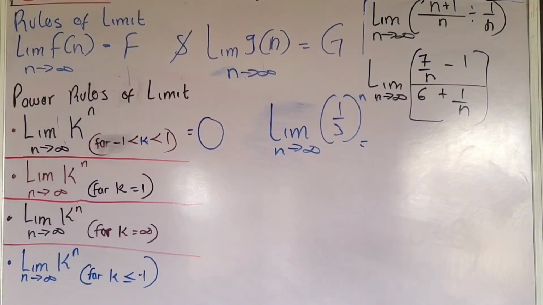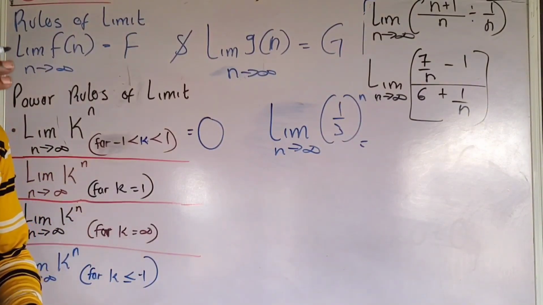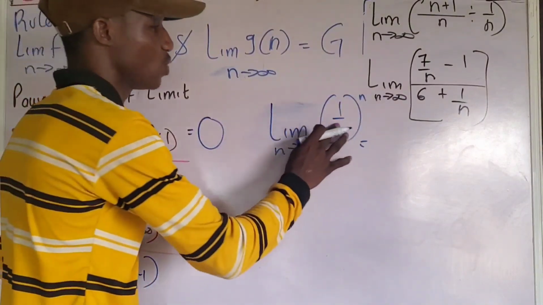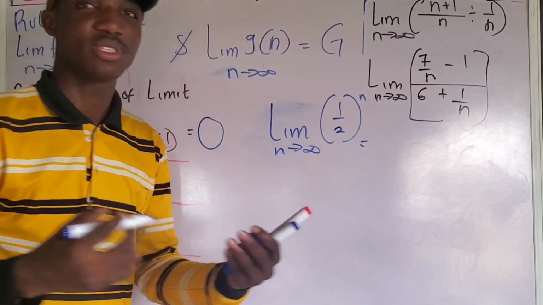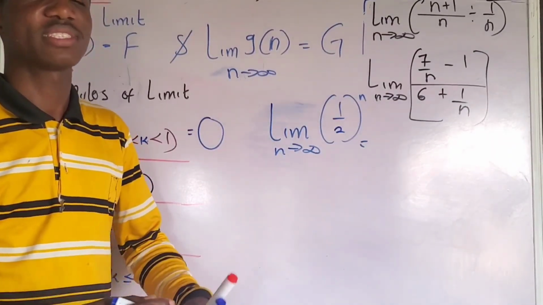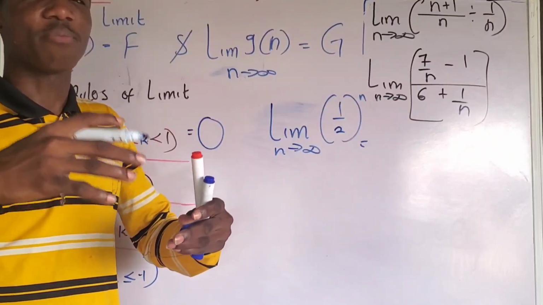When n tends to infinity, that means n increases in value. You understand? For example, let's use 1 over 2. 1 over 2 is 0.5. Now, if n increases, maybe n is 1 million, you will discover that 0.5 to the power of 1 million actually approaches 0.